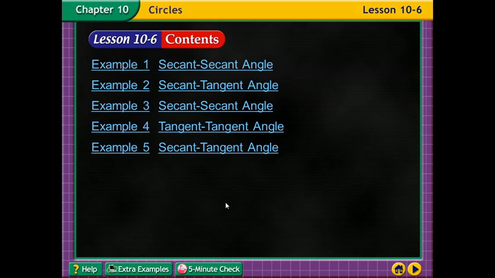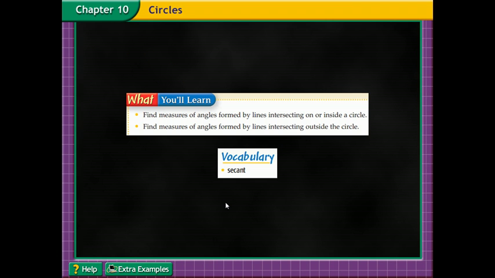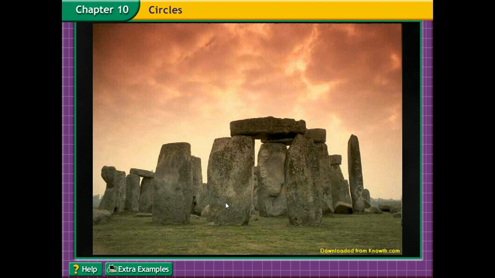To introduce you to Geometry, Chapter 10, Section 6, which deals with secants and tangents and how they intersect circles and the angles formed by those intersections. I want to show you this picture. It's a picture of a place that you may know.